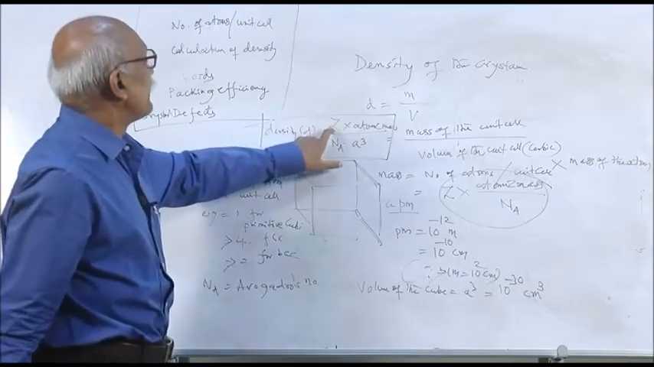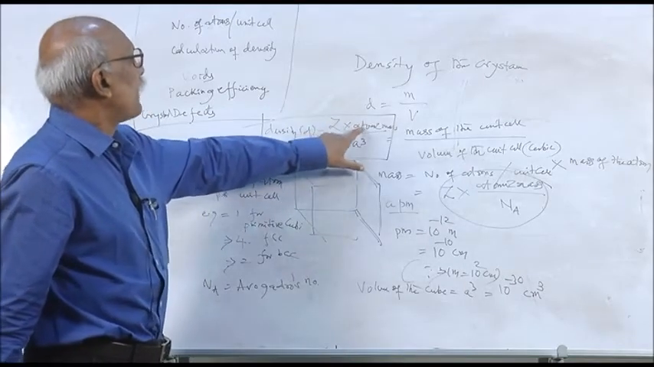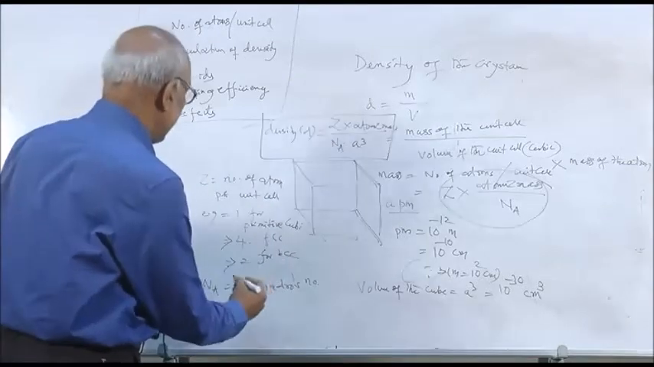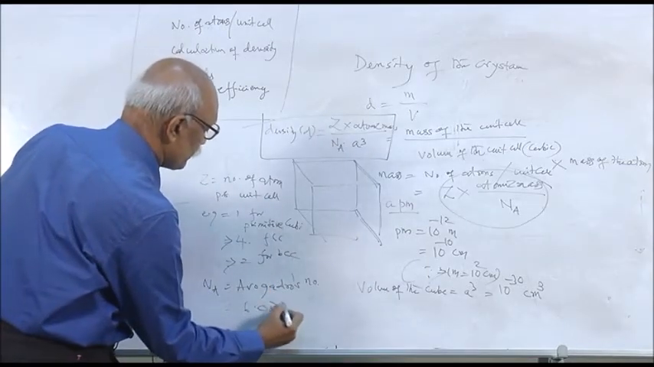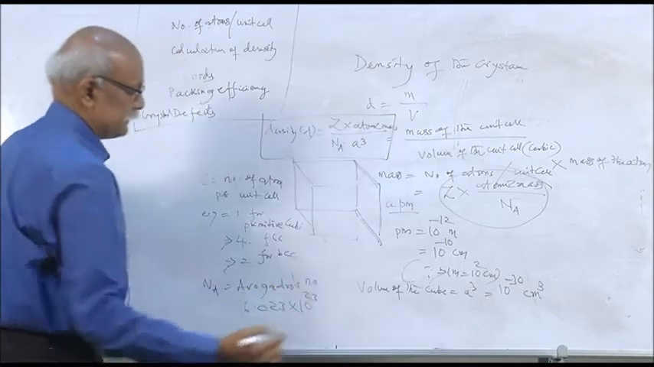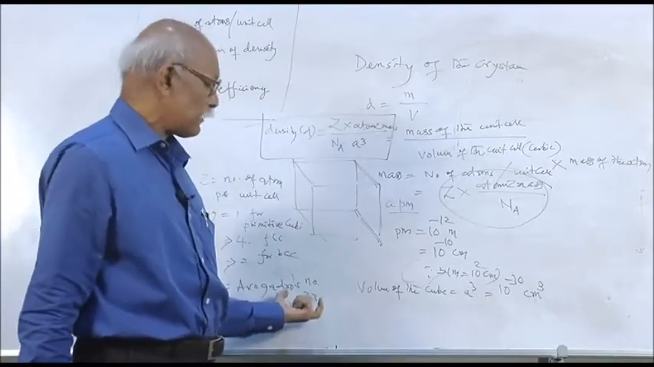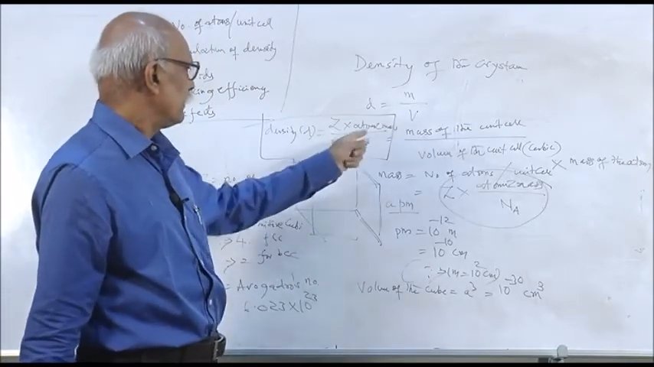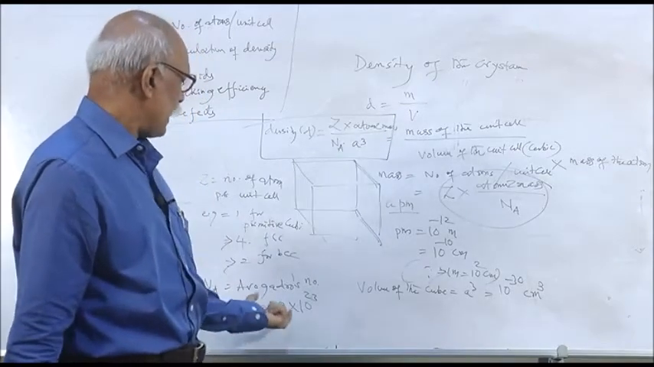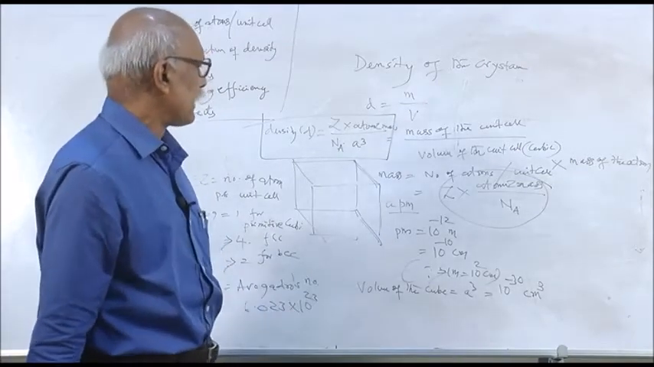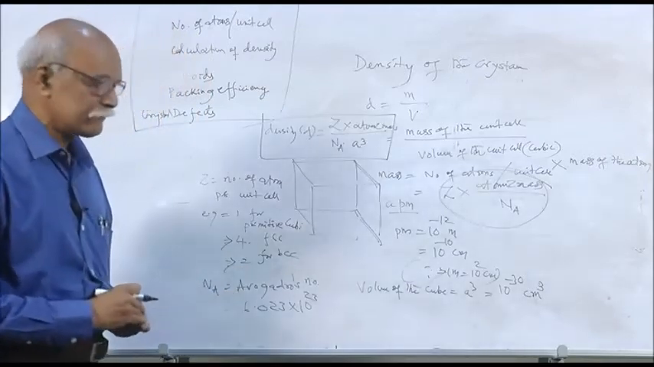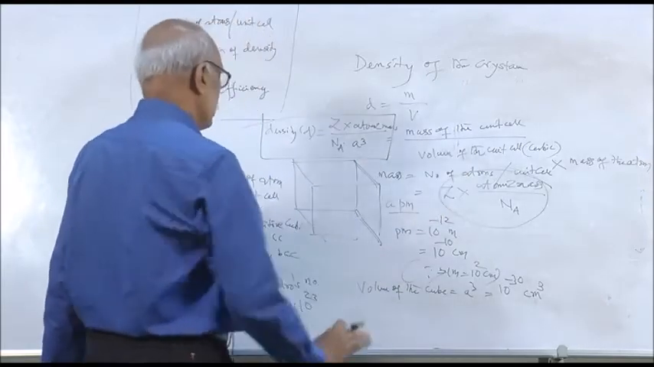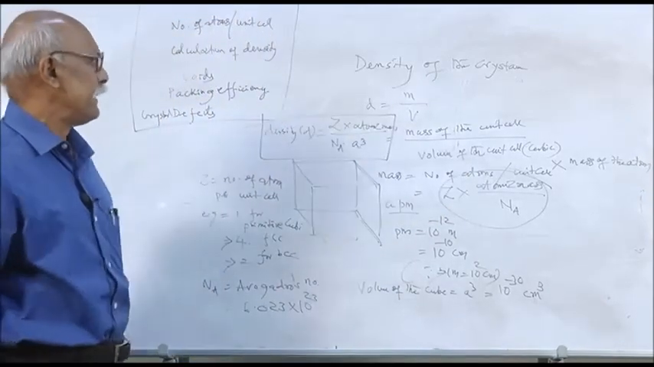So Z, the number of atoms, into atomic mass, divided by the Avogadro number. Avogadro number Na is equal to 6.023 into 10 to the power 23. The mass of 1 mole of atoms is equal to the atomic mass. The mass of 1 mole of molecules will be the molecular mass. Similarly, 1 mole of ions will be the ionic mass. So this is the way by which you can calculate the density of a crystal.